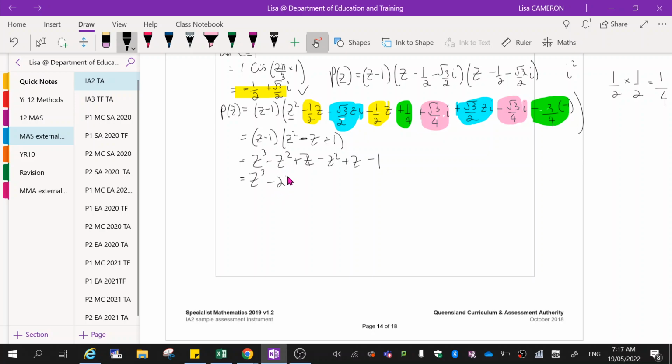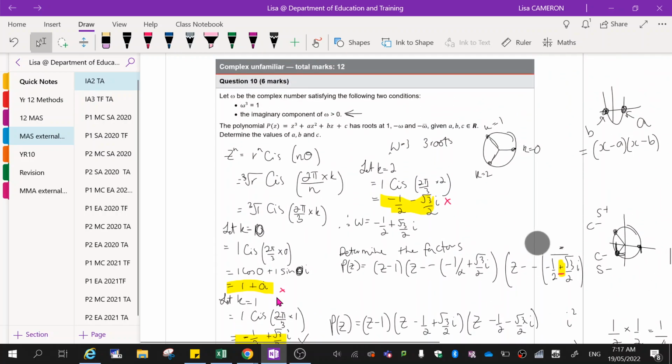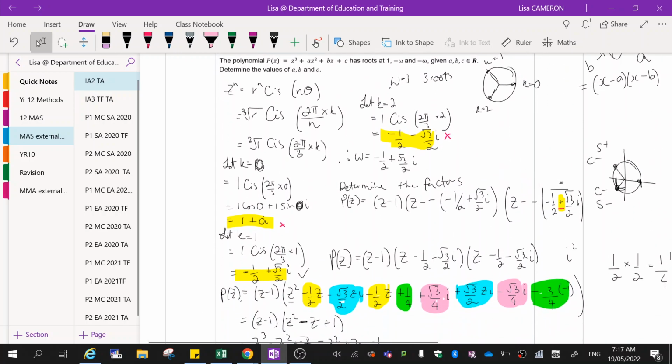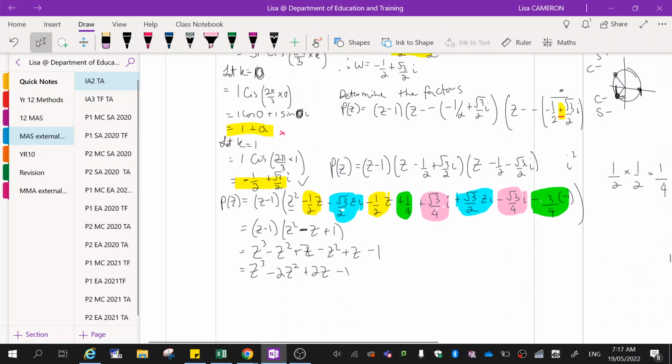Okay, so now when I simplify my final term, I can see that I've cleaned up my expression nicely, and this is what I'm left with. So if we look back at the original question, it tells you here that we're looking for the values of A, B, and C. In our case here, A is the term in front of z to the power of 2. So A equals -2, B equals 2, and C equals -1.